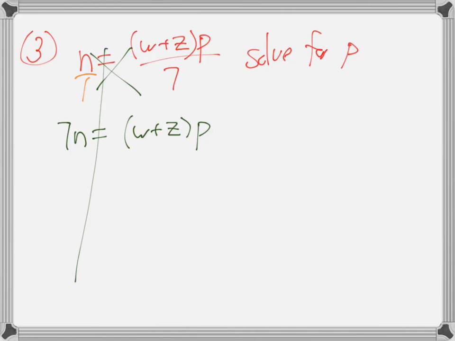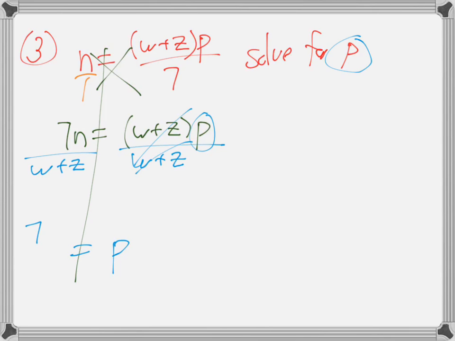Now, what are we trying to solve for? P. Always keep your eye on the ball. So P's right here. P is saying, I want to be alone, please. Get rid of this stuff that's with me. So just divide right now. Just divide by the W plus C. Boom. And there it is. 7n over W plus C.